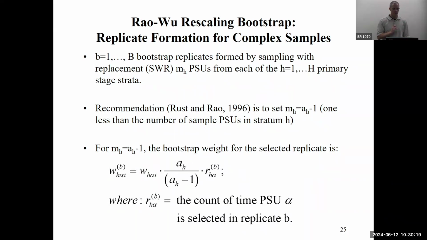Okay. So basically, every single respondent in a given replicate is going to have a weight computed in this way. There are going to be no weights of 0, okay, for this particular type of approach. And that's the idea of this rescaling bootstrap that Rao and Wu formulated. So this is where the actual replicate weights come from, following this bootstrapping idea where you're sampling the PSUs with replacement from within a given stratum.